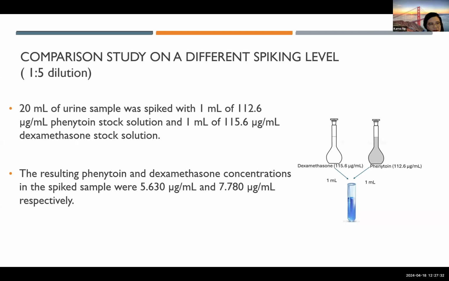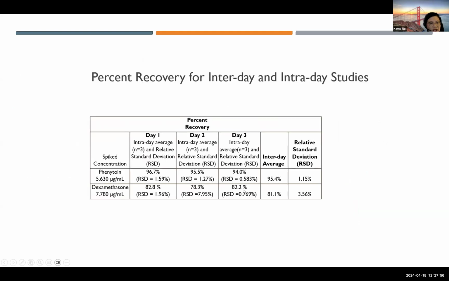Then we try to do a comparison study to spike it at a 5 times lower concentration. As you can see from this diagram, we're doing exactly the same extraction process, but this time we are spiking our urine sample with a 5 times lower concentration than what we spiked before. So the resulting spiked sample is 5.6 and 7.78. And here are the results. Again, the percent recovery is very similar to the previous spike level, showing that this method is applicable for different spiking levels.